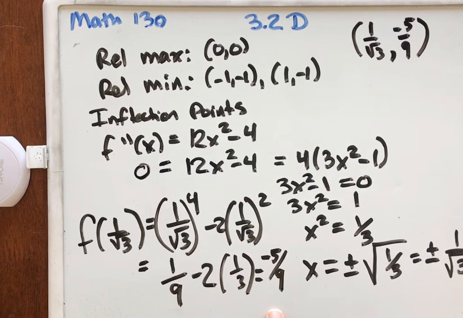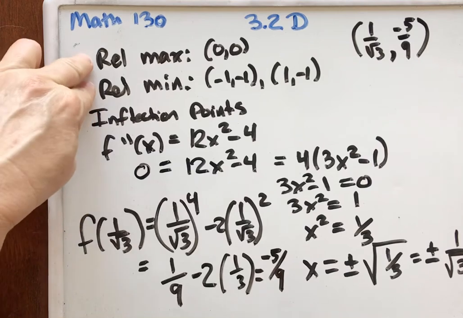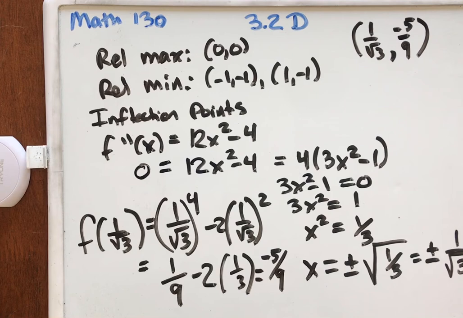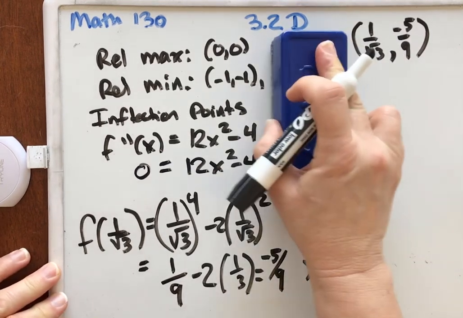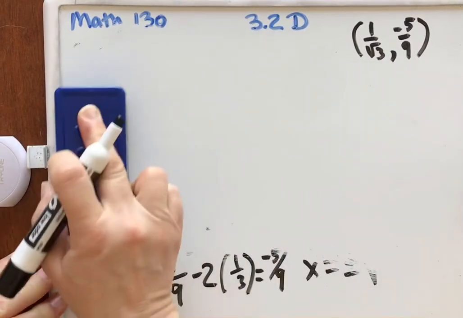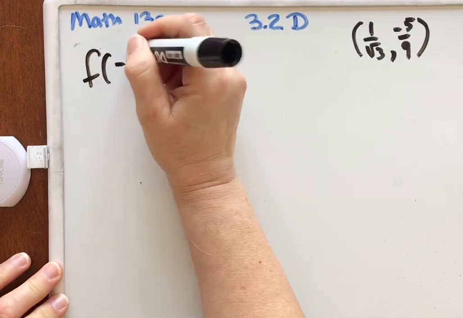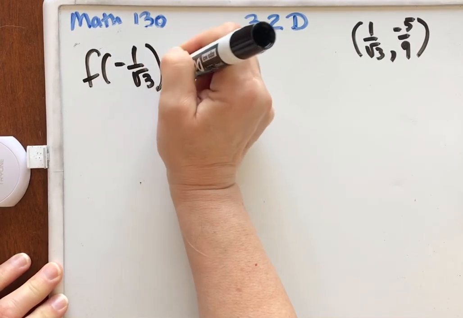Okay, now what is that point going to be? Is that going to be an inflection point? Is that going to be a relative extrema? Well, we already found our relative max and min, so this is going to be an inflection point. Let's see if we can find the other one, because we noticed we had plus or minus. We just did the plus. So let's do the minus one now. F of -1 over square root of 3.